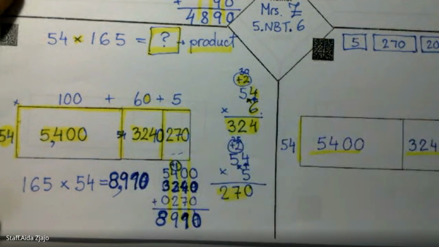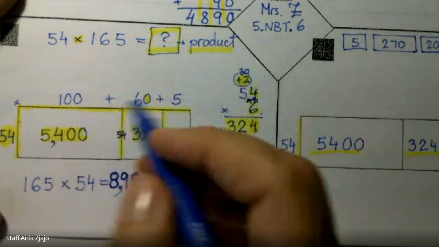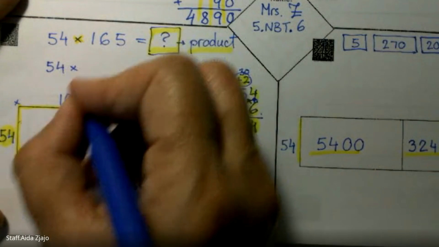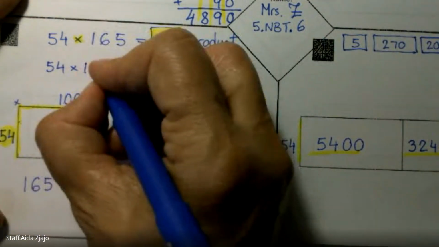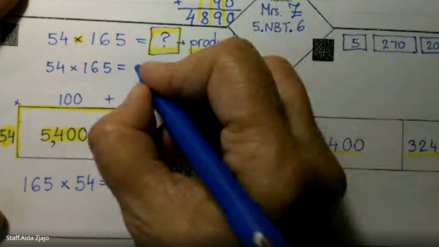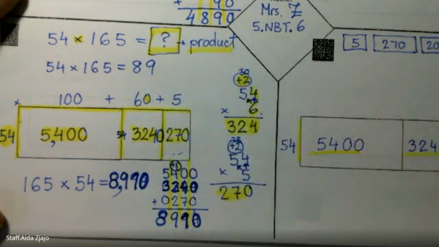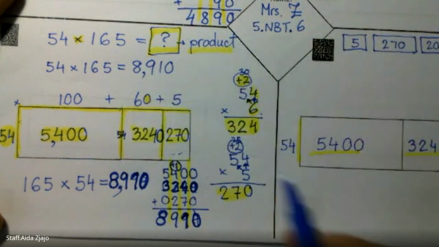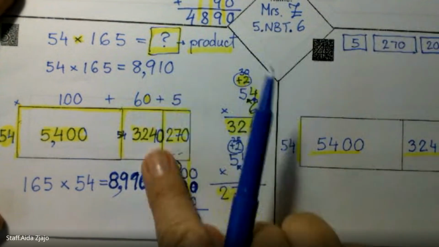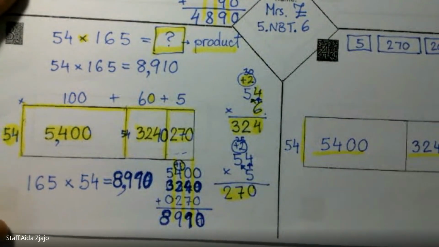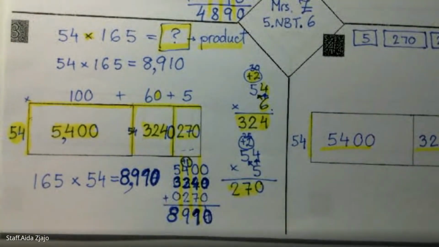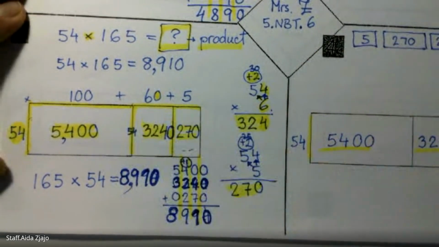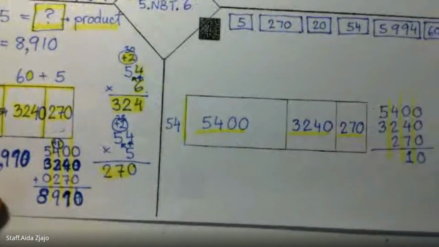Okay, so what that means is 54 times 165 is equal to 8,910. Right? The product is that. And I apologize for these mistakes, but that's good school. You learn from your mistakes and you are not ashamed of it, because I did lots of work. So it's okay even for a teacher to make mistakes.